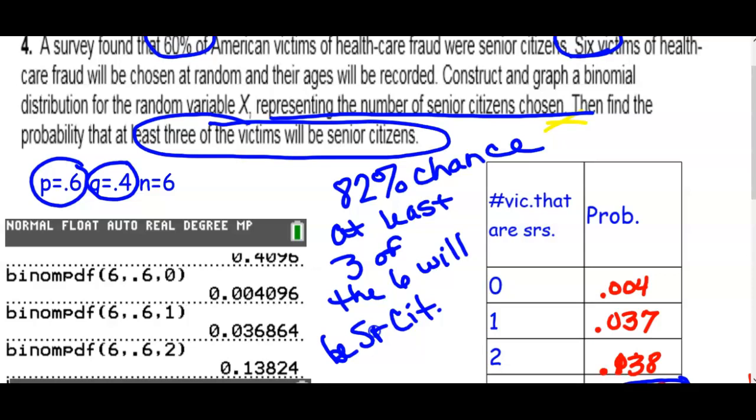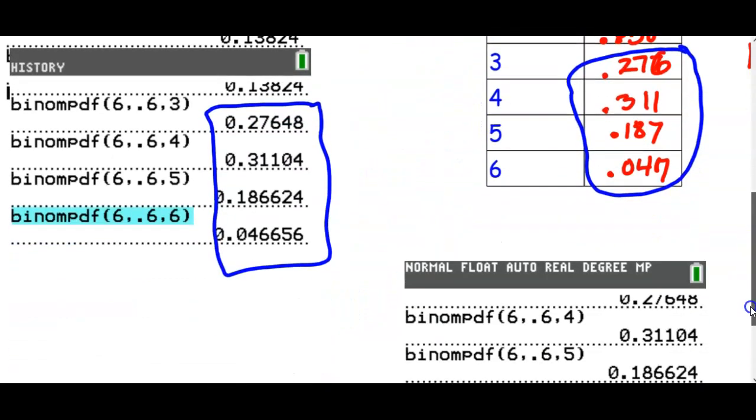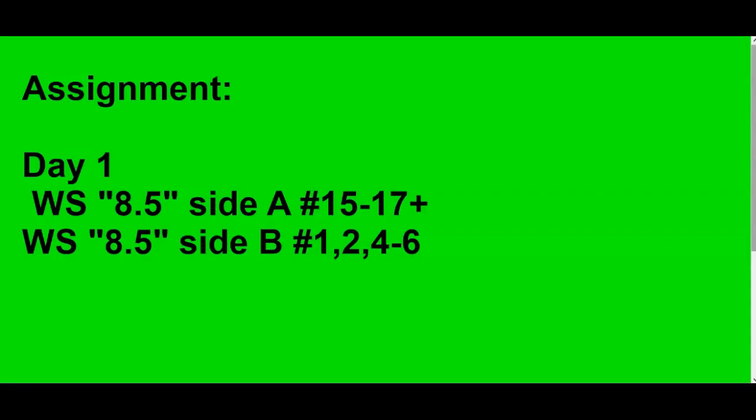Remember, we were asking victims only of healthcare fraud. So the chance that at least 3 of the 6 are senior citizens is 82%. All right, I hope I explained that okay. So this is the end of the first lesson. You are to do these 3, which ask if it's a binomial probability experiment, and then these, one of which is make a probability distribution table and interpret some things. So hopefully you can do those questions, and that is the end of video number 1.